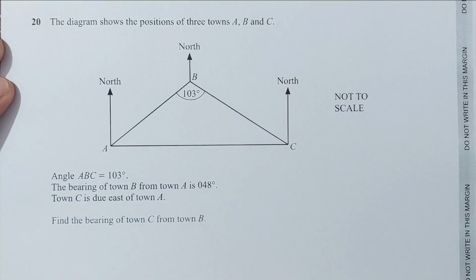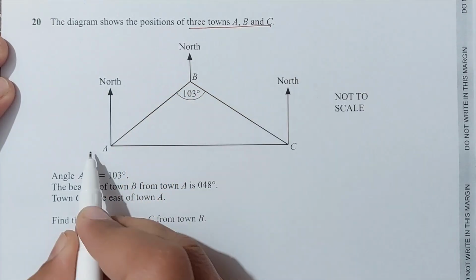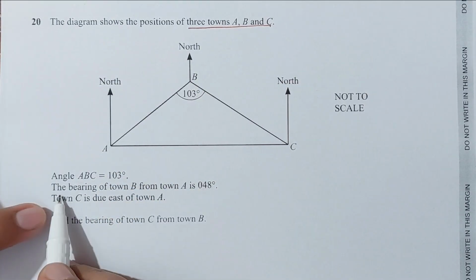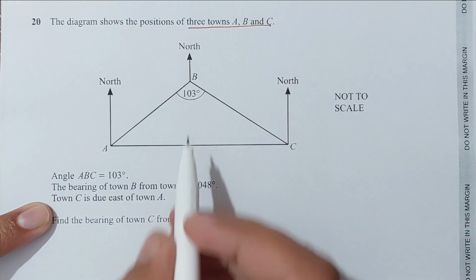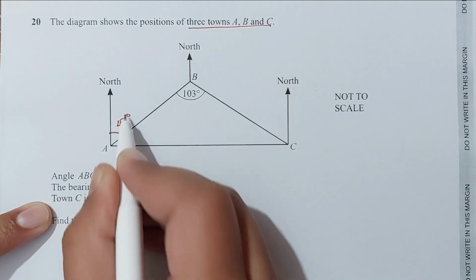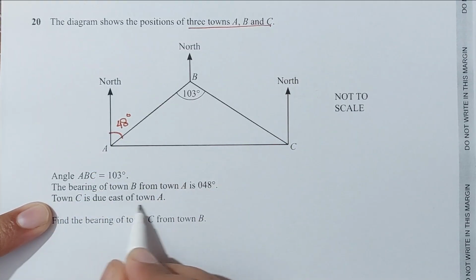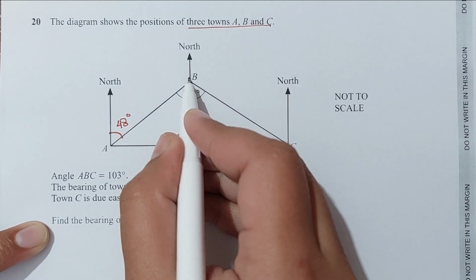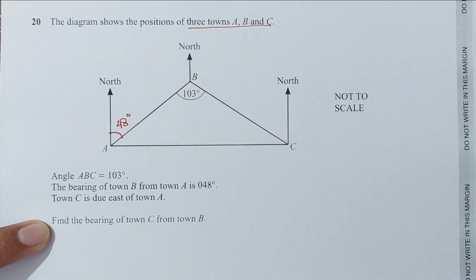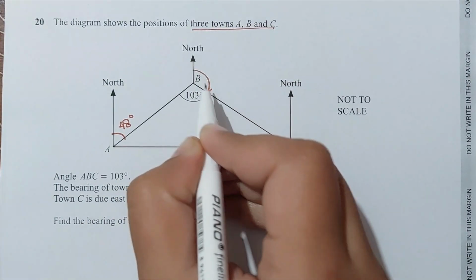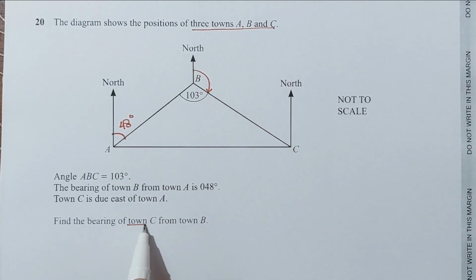Question number 20. The diagram shows the positions of 3 towns A, B and C. The angle ABC is 103 degrees. The bearing of town B from town A is 048 degrees. The town C is due east of town A. Find the bearing of town C from town B. This bearing. Alright, so this angle we have to calculate, the bearing of town C from town B.